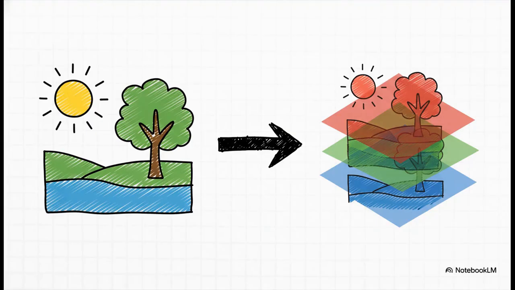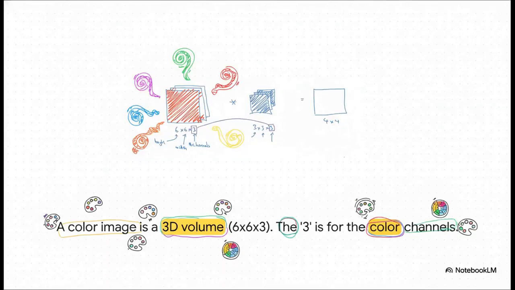See, a color image isn't a flat thing at all. The best way to think about it is like a stack of three see-through images. You've got one for all the red in the picture, one for all the green, and one for all the blue. So you've got height and width, sure, but you also have this third dimension, depth, and we call that depth channels.